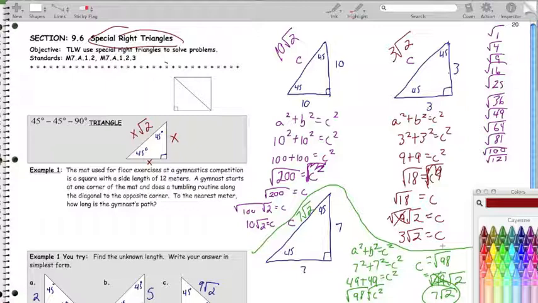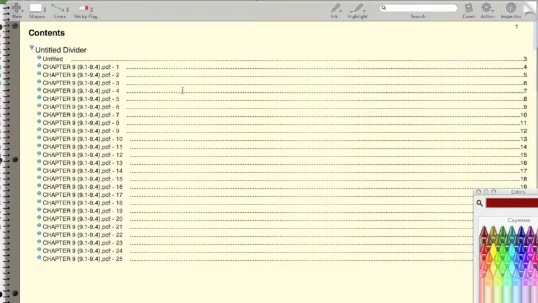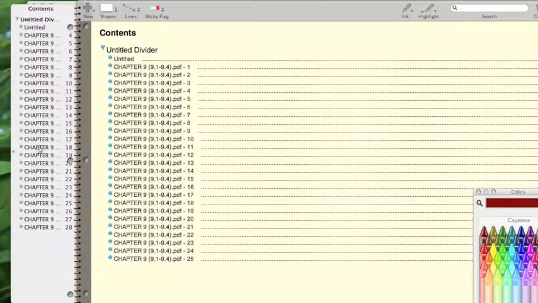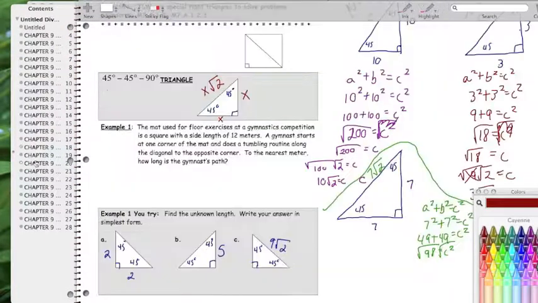Okay, so let's practice. We're going to skip down to the example 1, you try, and then we'll come back to the example 1. Okay, just grabbing my calculator. So, looking down here at the example 1 you try, we're going to practice some of these, putting it into practice. Ooh, whoopsies. There we go.